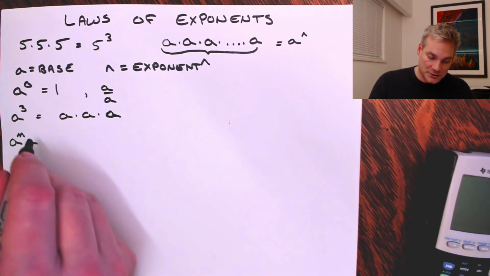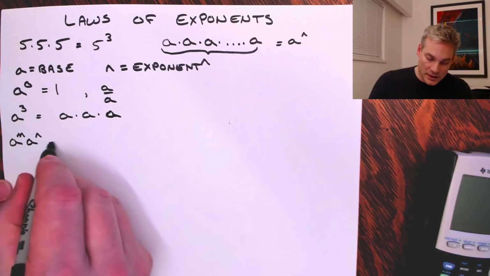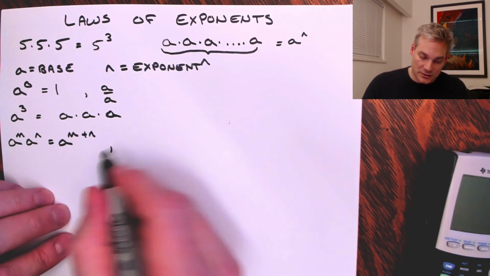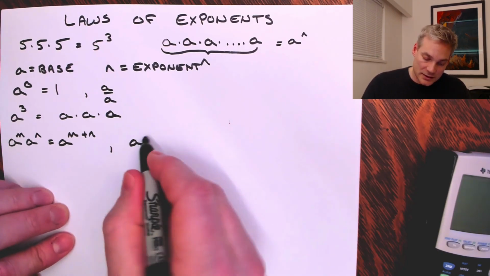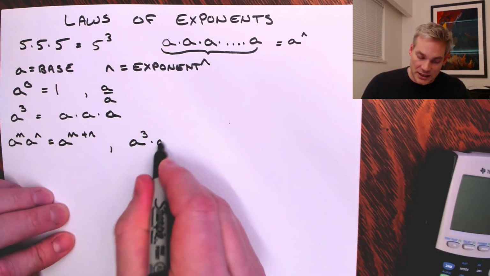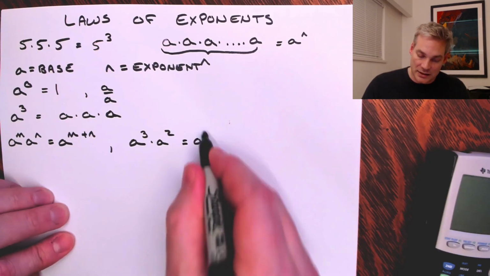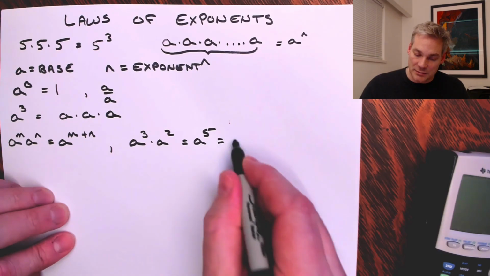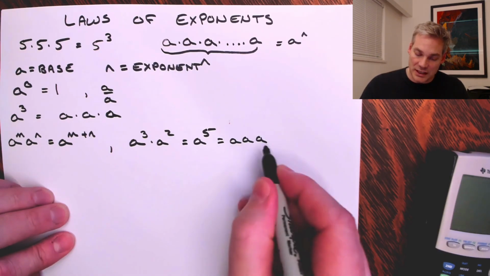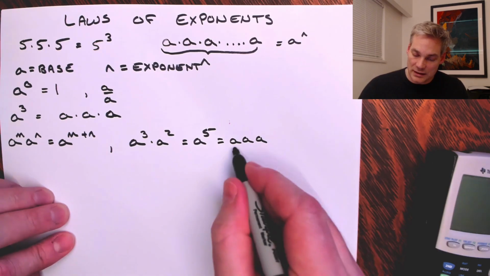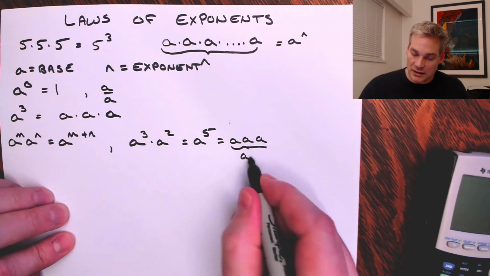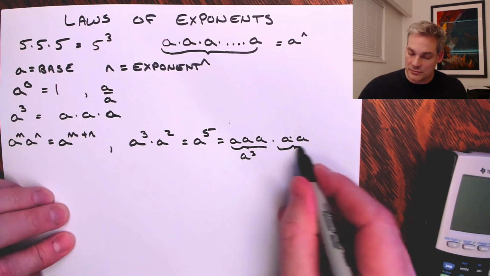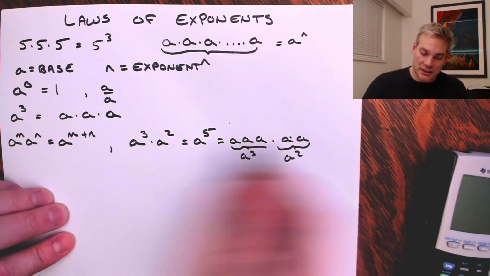If we had a to the m times a to the n, that's a to the m plus n. So that would be like a to the 3 times a to the 2, which is a to the 5, 3 plus 2. And that is the same as a times a times a, times a times a, which is a to the power 5. So that does work. Okay, good.